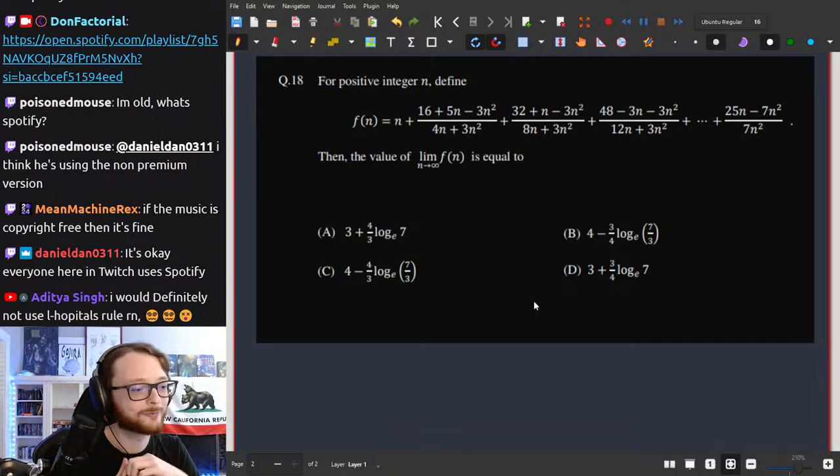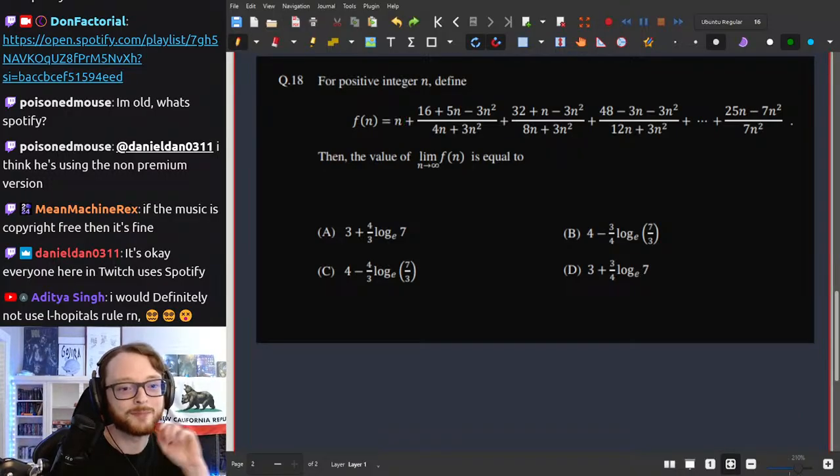Yeah, Daniel, that's kind of what I figure. Definitely not use L'Hopital's rule. Well, L'Hopital's won't work immediately because of the n in front. It kind of messes up everything.